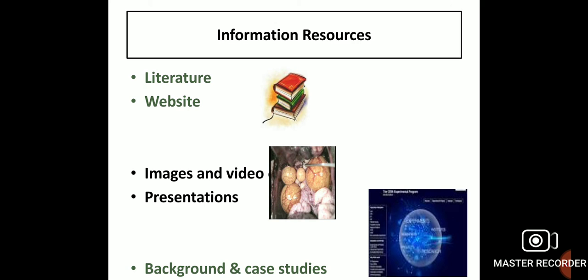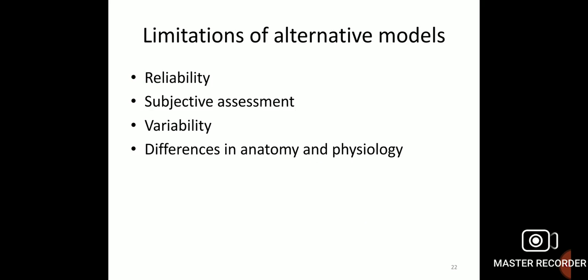Also, other sources are considered to be alternatives to animal experiments, which are information resources including literature, websites, images and video presentations, and also background case studies. What are the limitations of alternative models? Reliability, subjective assessment, variability, differences in anatomy and physiology. These are some of the major limitations of alternatives to animal models.